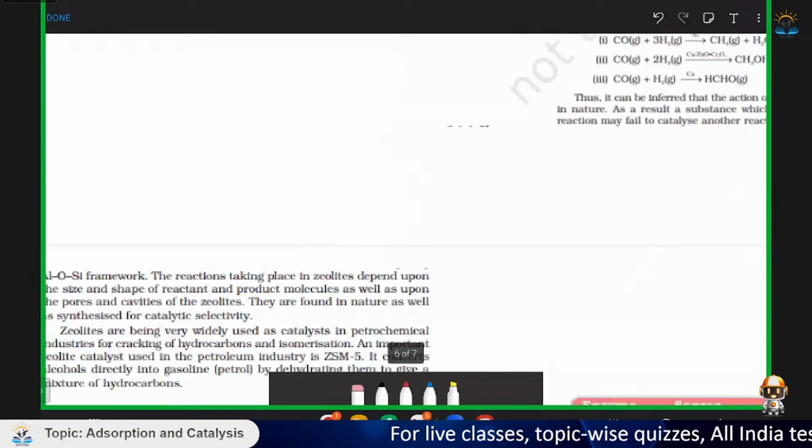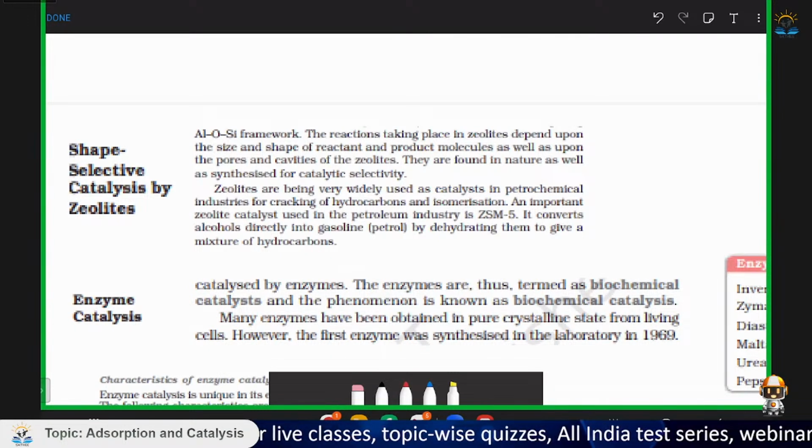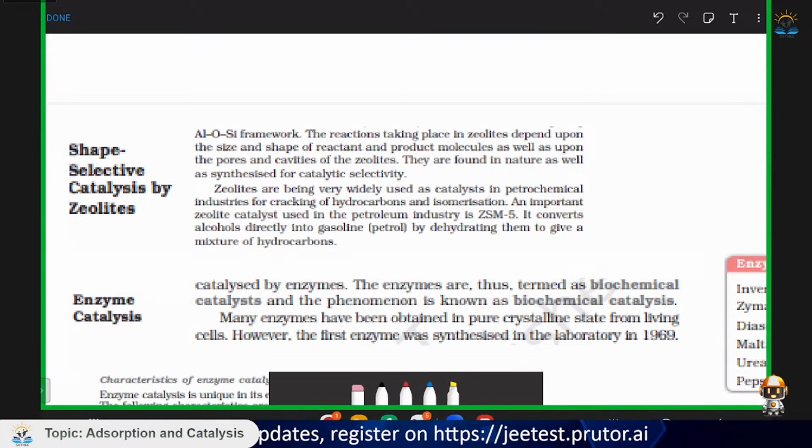There is another selectivity: shape selective catalysis by zeolites. Zeolites are aluminosilicates. The reactions taking place in zeolites depend upon the size and shape of reactant and product molecules as well as upon the pores and cavities of zeolites. They are found in nature as well as synthesized for catalytic selectivity. Basically, zeolites have a honeycomb structure of Al-O-Si bonds.